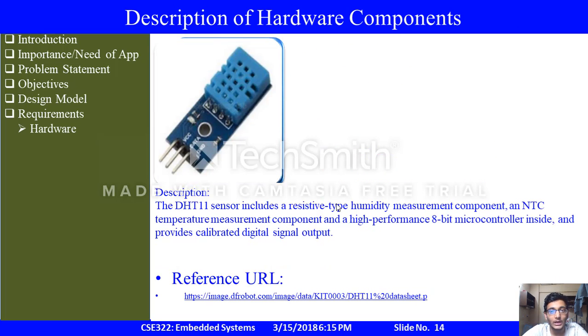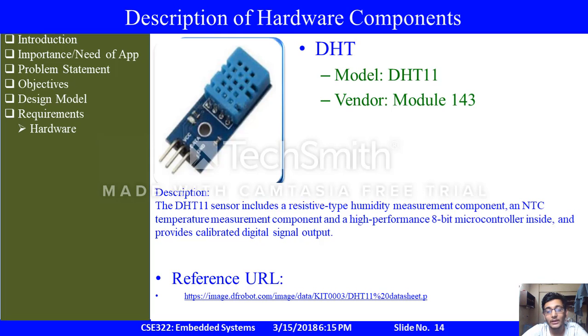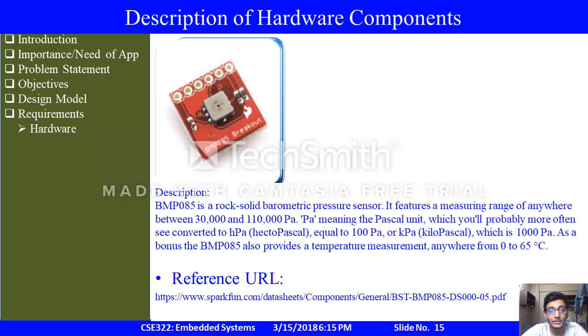The second hardware component is the DHT11 sensor. It includes a resistive type humidity measurement component, an NTC temperature measurement component, and a high performance 8-bit microcontroller inside it, and it also provides calibrated digital signal output. The model we are using is DHT11 and its price is 160 rupees.